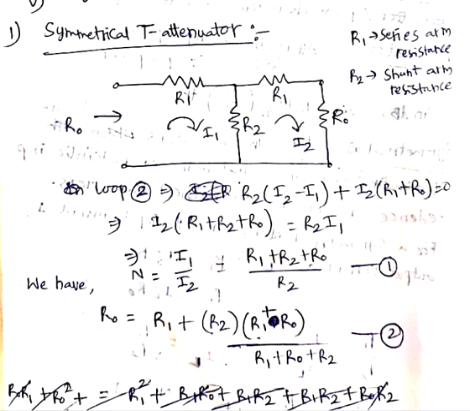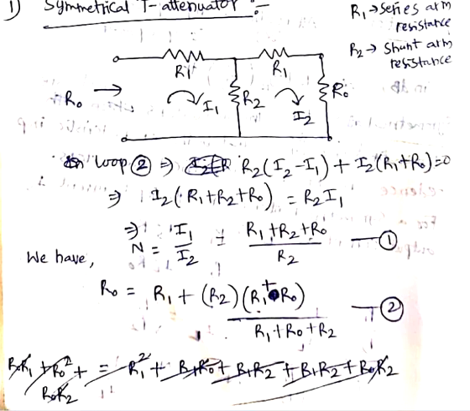So now you will be given the required attenuation as well as the characteristic resistance. Of course, this characteristic resistance is nothing but the load resistance or terminating resistance. Once those two are given, you need to determine the values of R1 as well as R2. Let us see how we are going to determine them. First we need to get the ratio of I1 by I2. In order to get it, we are going to apply KVL in loop 2.